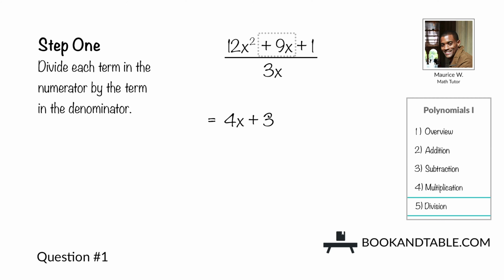Then we go to the next term. 9 divided by 3 is equal to 3. X divided by x is equal to 1, so that cancels out. And then we have 1 over 3x. So the quotient of 12x squared plus 9x plus 1 divided by 3x is equal to 4x plus 3 plus 1 over 3x.